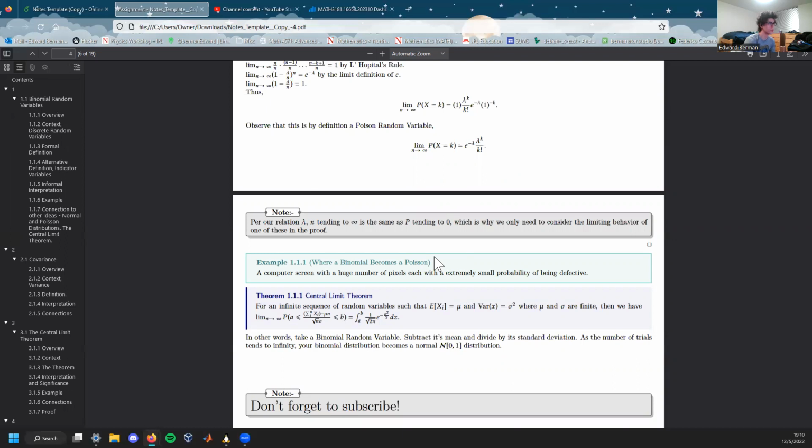A binomial random variable is also related to a normal distribution by the central limit theorem, which states that if we have an infinite sequence of random variables with mean mu, such as an indicator variable, and variance sigma squared, where these quantities are finite, then our binomial random variable will actually converge to a Gaussian or a normal random variable in this way. In other words, if we take a binomial random variable, subtract its mean and divide by its standard deviation, and we do this for a large number of trials n, then our binomial distribution converges to a normal (0, 1) distribution.